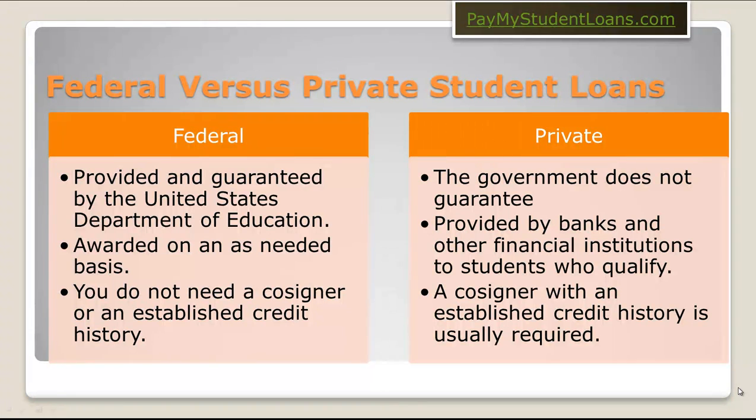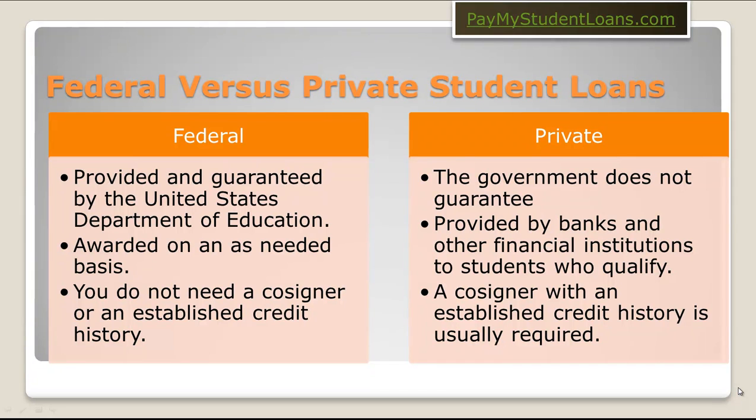For private student loans, the government does not guarantee them. They're provided by banks and other financial institutions to students who qualify, and a cosigner with an established credit history is usually required. So those are really the main differences.